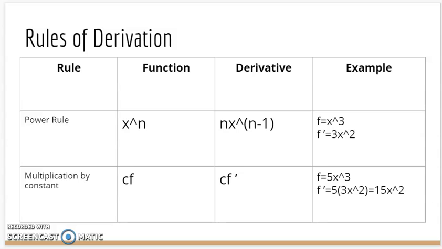So, some rules of derivatives. The first one is the power rule. Given a function x to the n, where n could be any number, the derivative of that is n times x to the power of n minus 1. An example of this: say we have the function x cubed. The derivative of x cubed would be 3x squared. So 3 is the number that we have, and 2 is n minus 1, like we talked about.